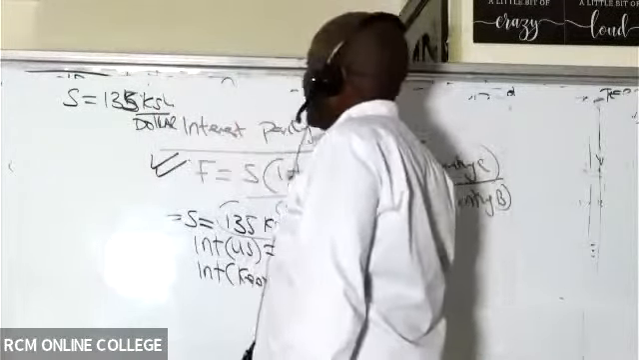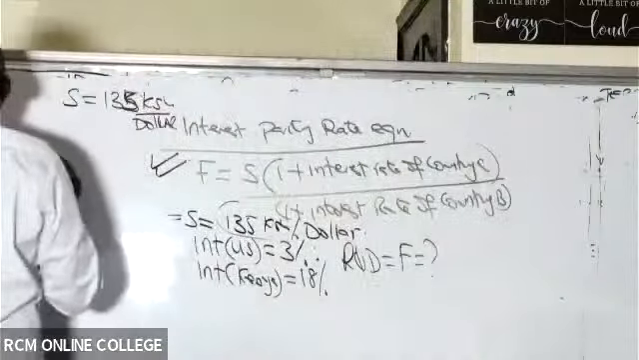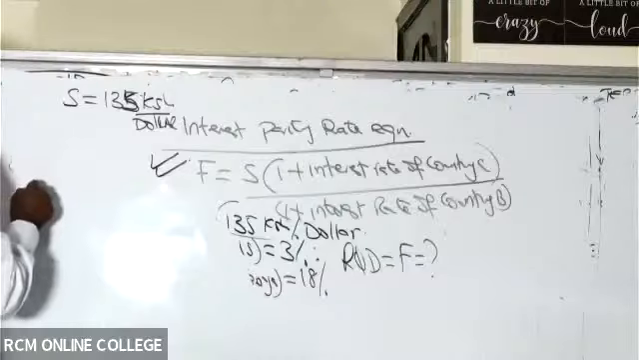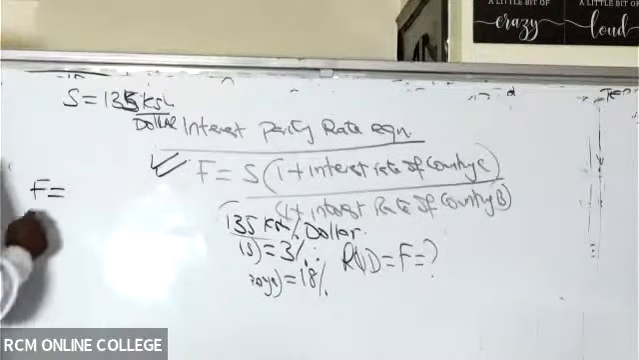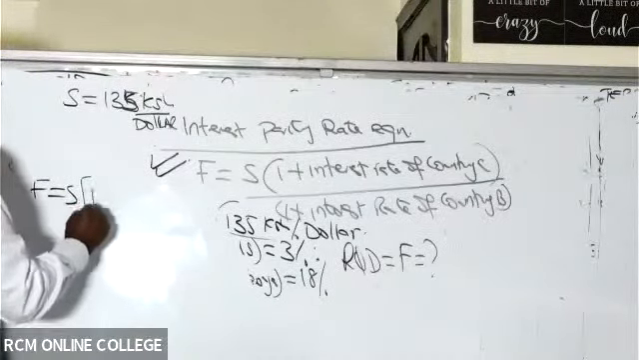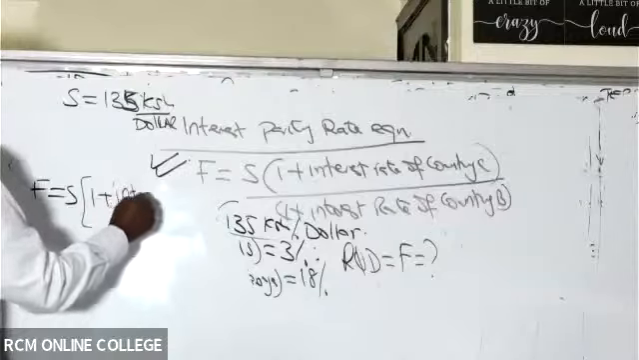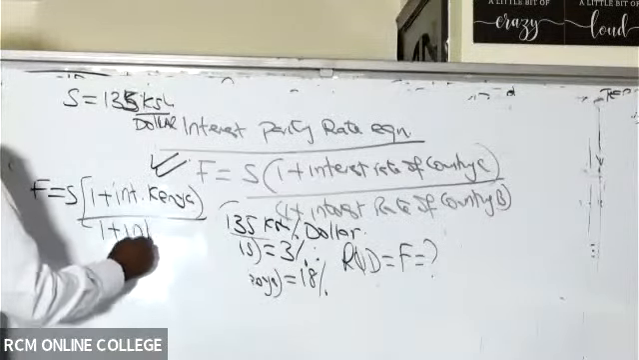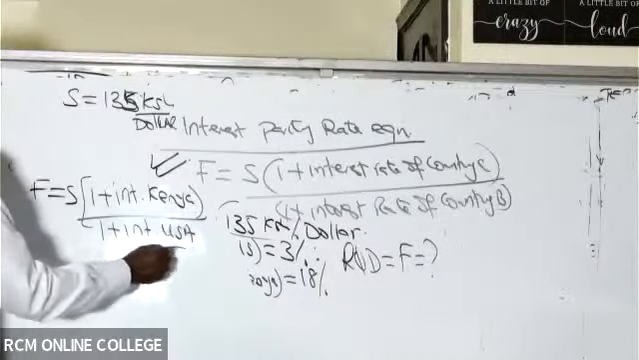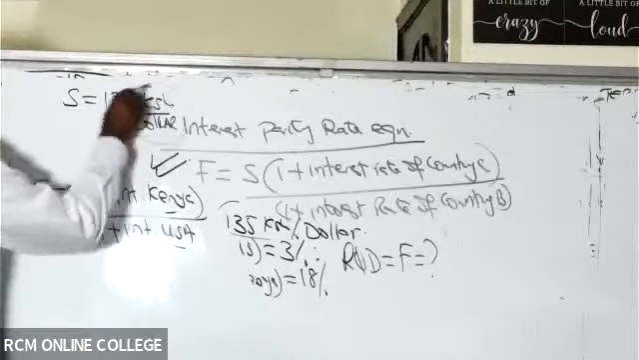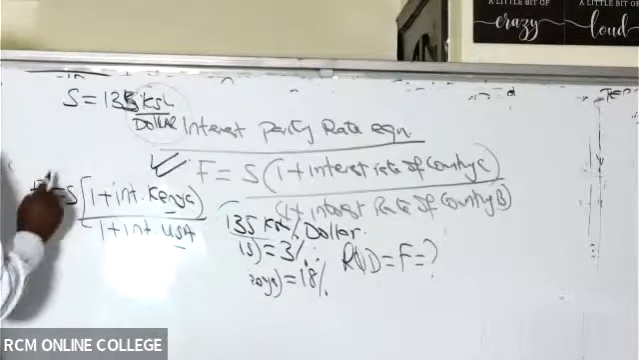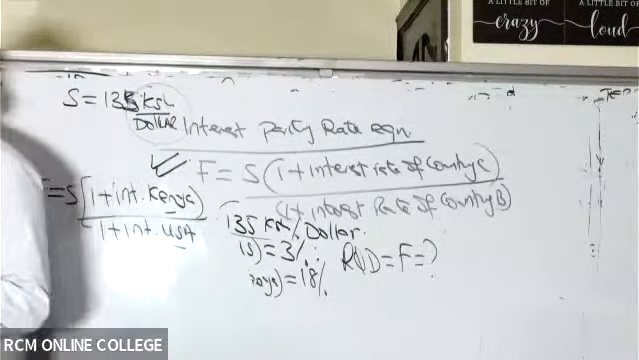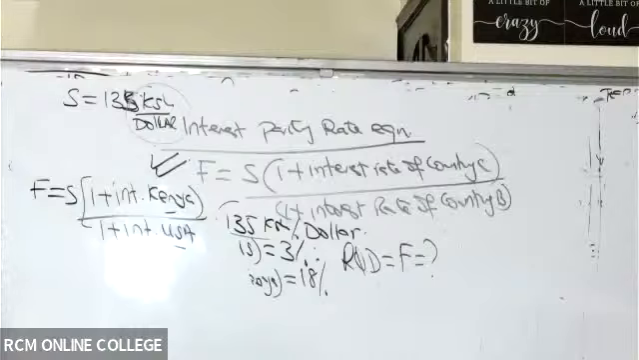So basically here, when I write my forward exchange rate, this is how my forward exchange rate formula will look. My forward exchange rate will be equal to S into 1 plus interest Kenya, all over 1 plus interest USA, in line with this. So Kenya goes up. I've seen somebody asking what this F stands for. F in this case here stands for forward exchange rate.